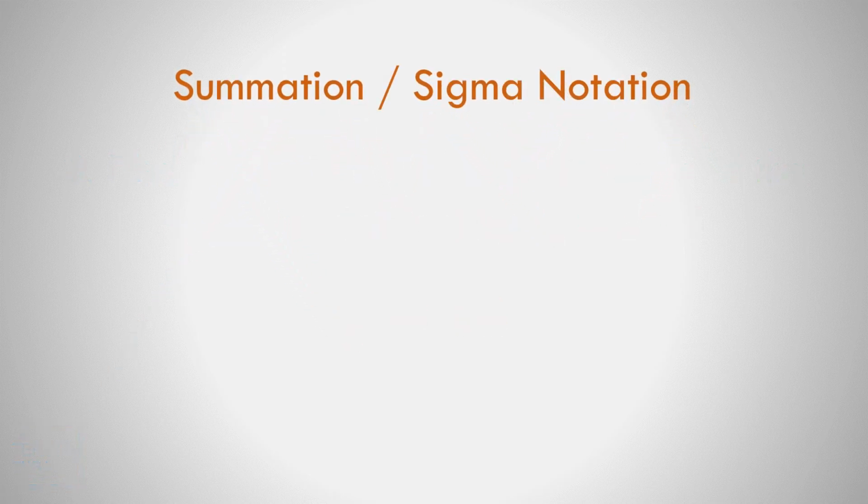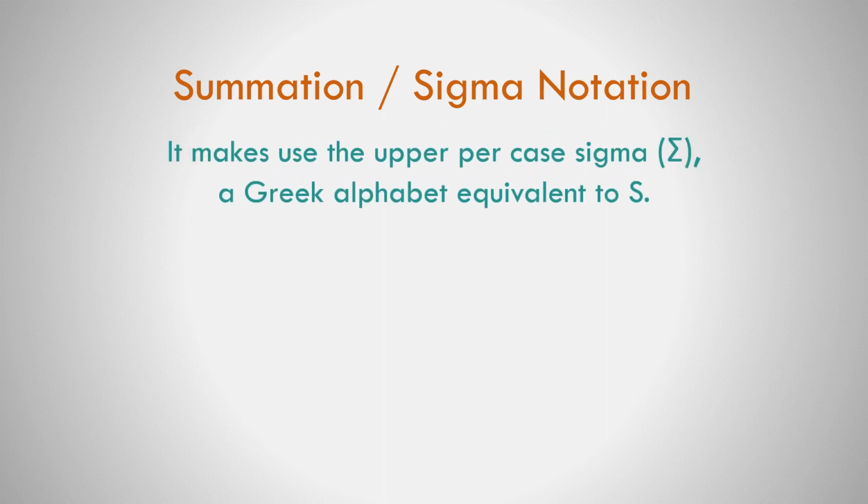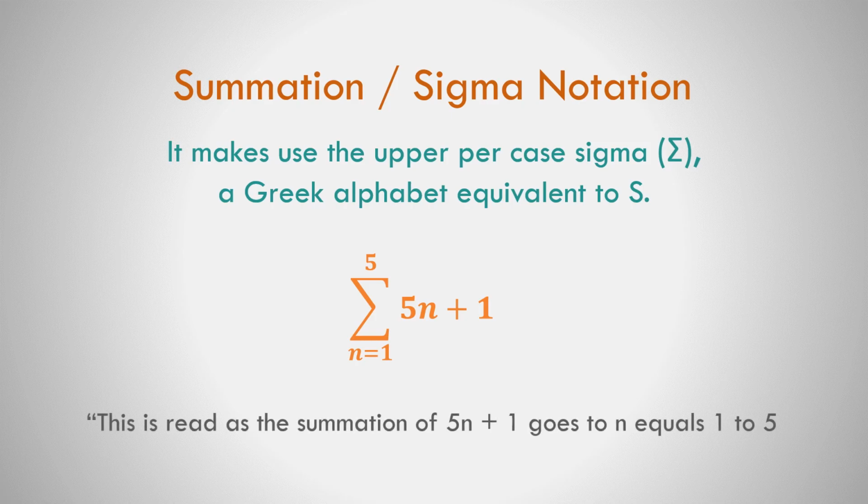You will also encounter summation or sigma notation. What is the summation or sigma notation? It makes use of the uppercase sigma, a Greek alphabet equivalent to S. So as you can see, this is read as the summation of 5n plus 1, going from n equals 1 to 5.